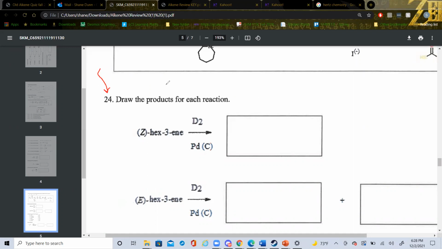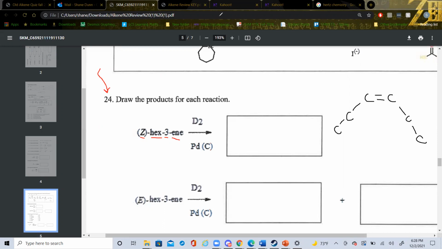So in question 24, we're looking at drawing the products of each one. This one right here is a Z product, which means it's going to be a cis. It's going to be hexane, so 3 bonds, with the double bond on the third carbon. So it will look something close to this: 1, 2, 3, 4, 5, 6.